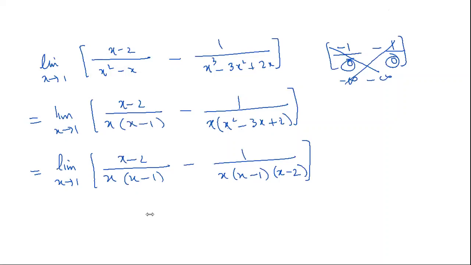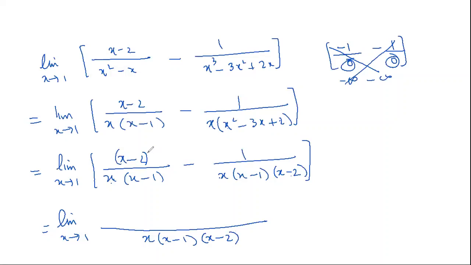After you have done this, you need to take LCM. LCM means common term. What is the common term? X is common, so only write once. X minus 1 is common, only write once. X minus 2 is a new term here. This will be your LCM. Whatever the common terms, written only once. Which term is missing here? X minus 2.